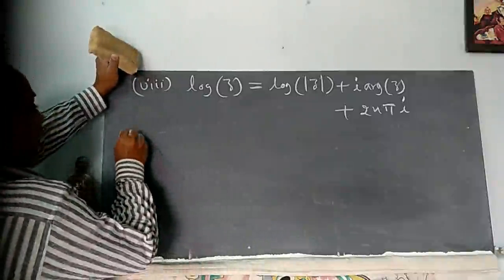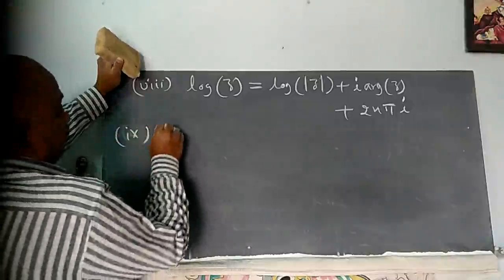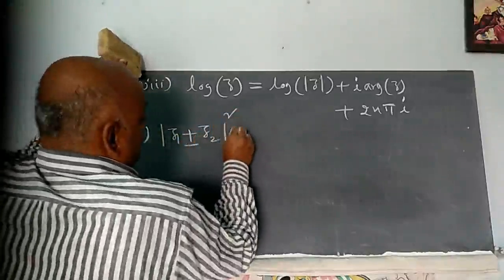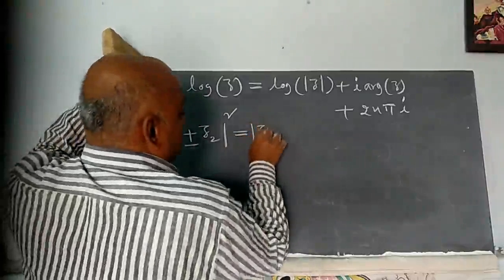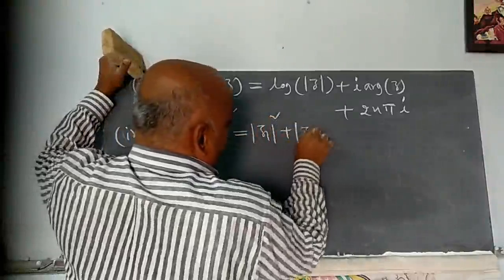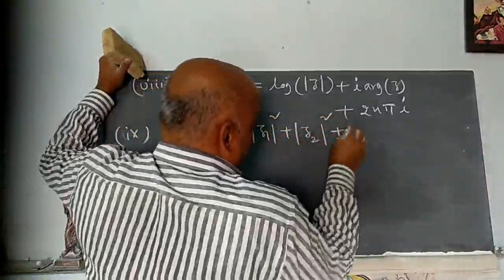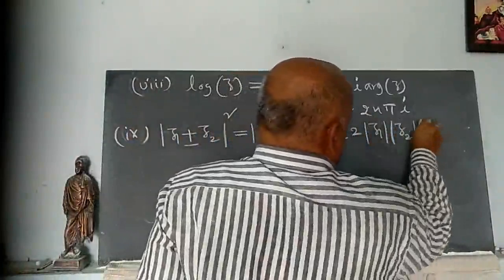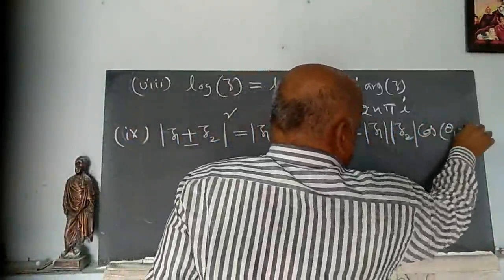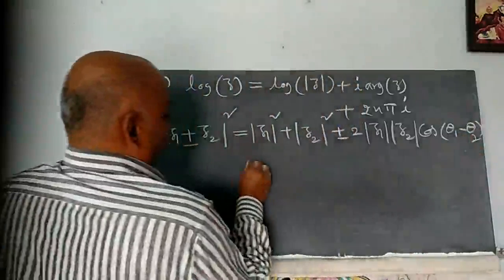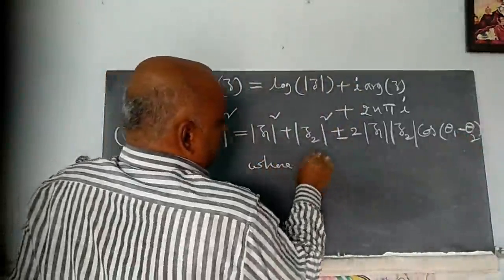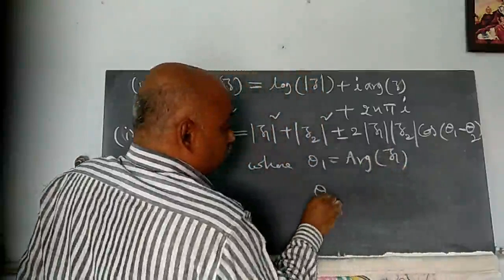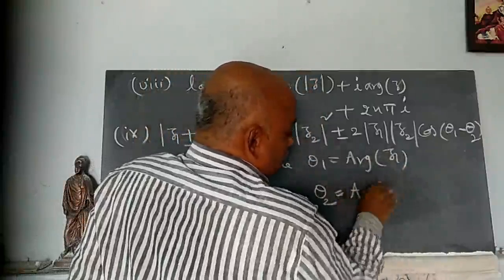There is one more property. This is mod z1 plus or minus z2 whole square is equal to mod z1 square plus mod z2 square plus or minus 2 mod z1 mod z2 into cos of theta 1 minus theta 2, where theta 1 is argument of z1 and theta 2 is argument of z2.